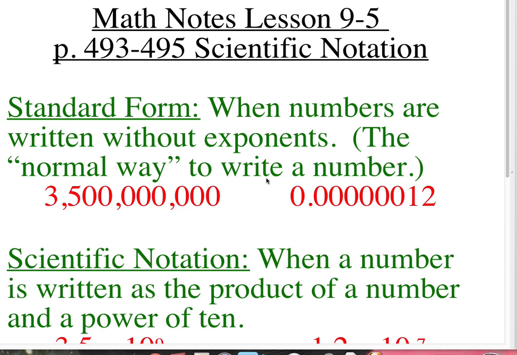And then the other number I have written here is 0.00000012. Don't ask me to say that number. I probably couldn't do it if you asked me to. So I'm not even going to try. But obviously it's a very long number.